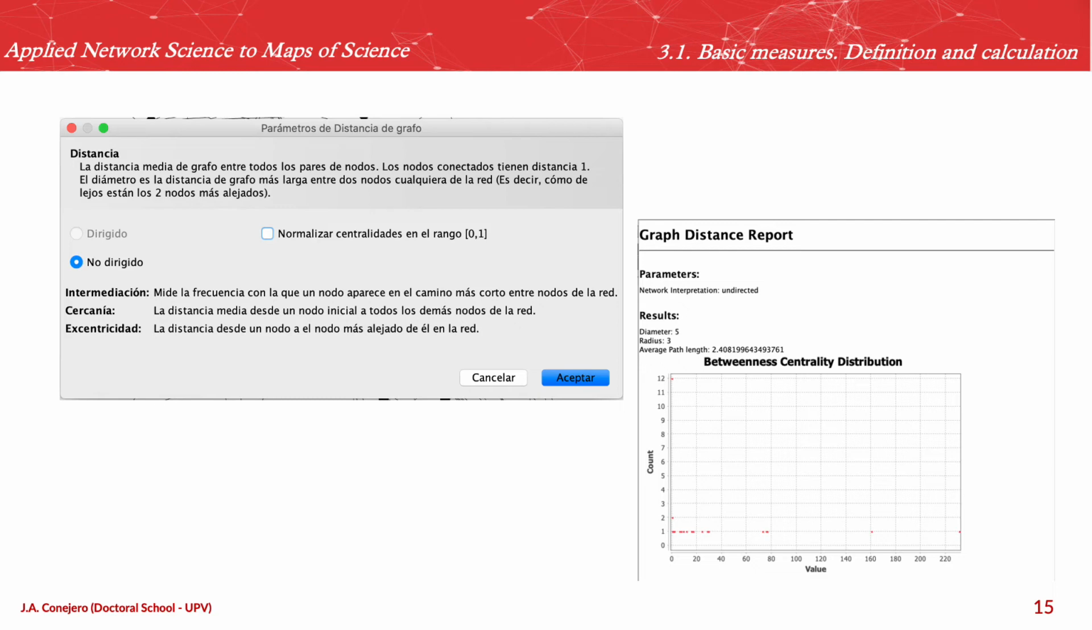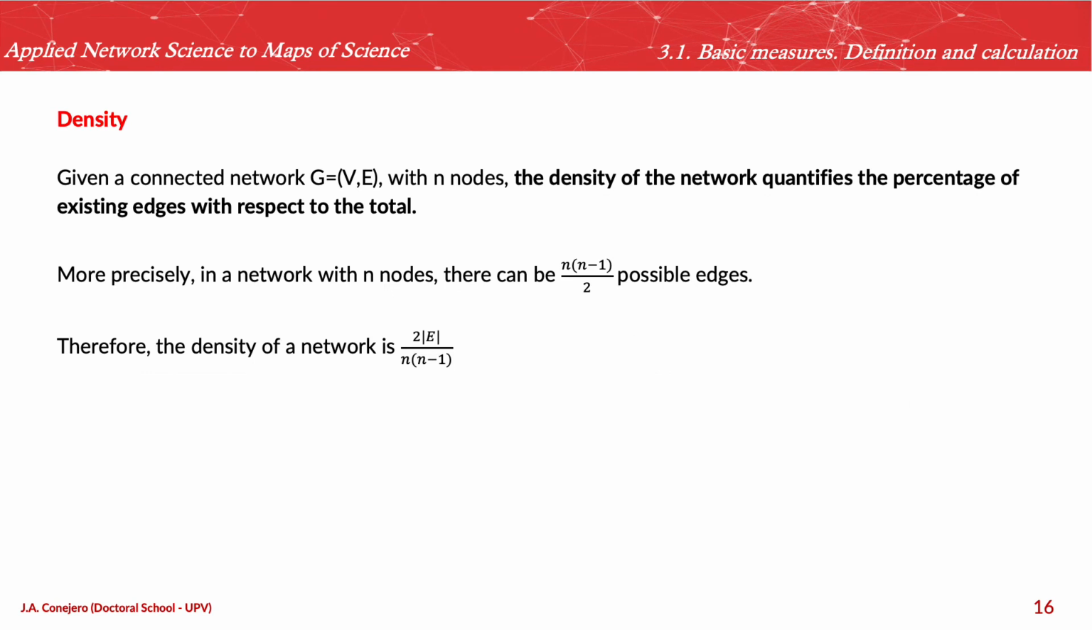This represents that the most central node is at a distance of 3 at most from its farthest nodes, and the biggest distance between two nodes is 5. Also, the average path length means that in general, we can connect two nodes with between 2 and 3 edges in the network. Another measure that we can consider is the density.